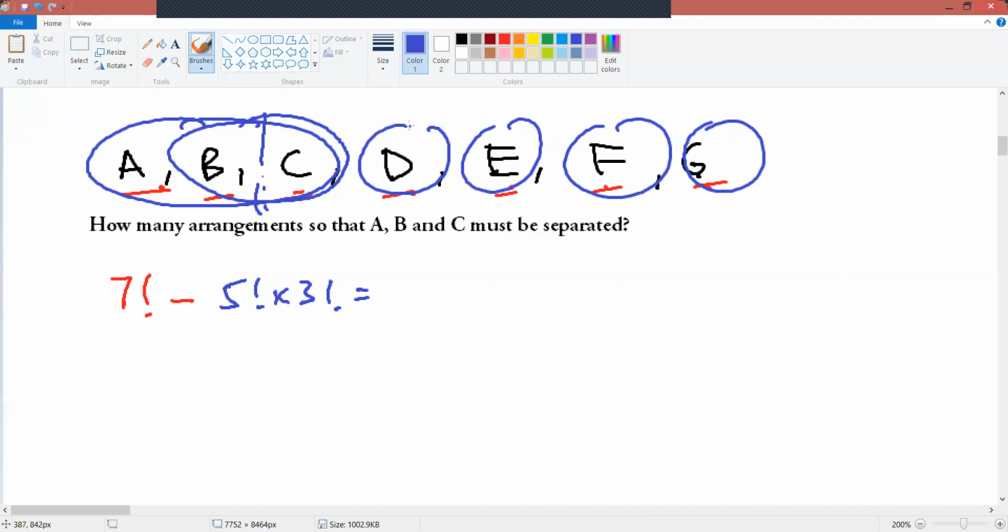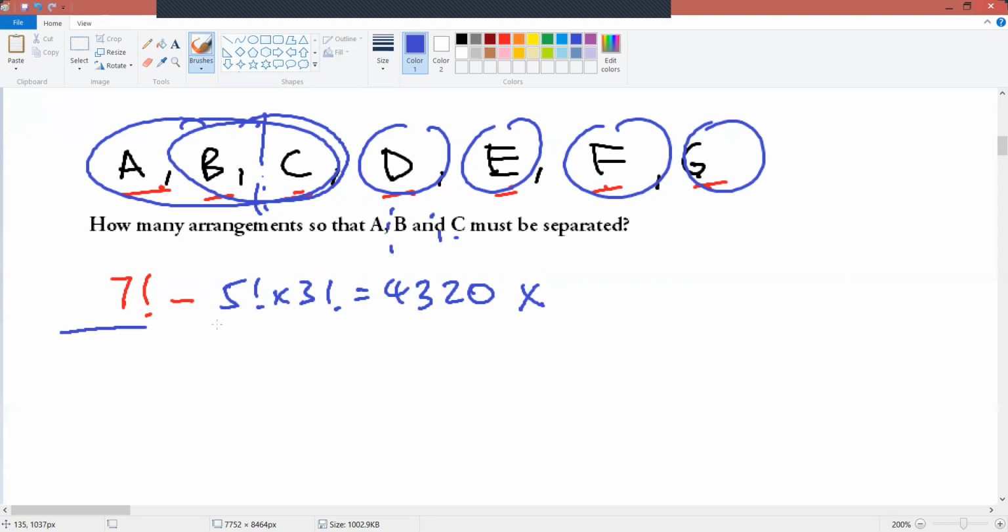Okay, so like that. So let's see, 7 factorial minus 5 factorial multiplied by 3 factorial, and what I got is actually 4,320 arrangements, which I feel is the wrong thing to do, right or not? If you want it to be separated like that, A between B and between C.